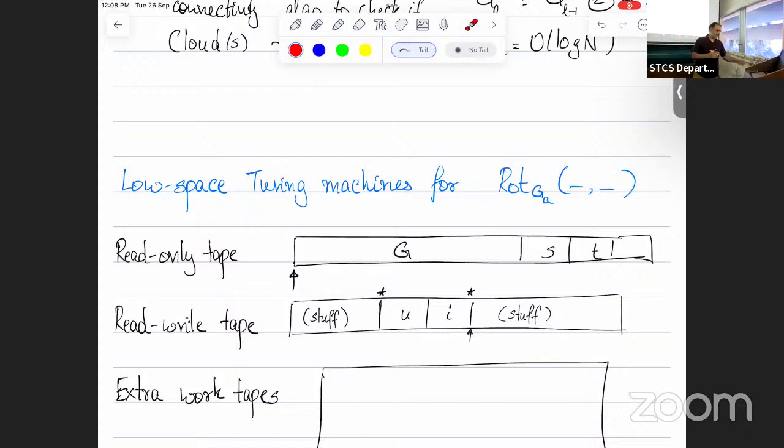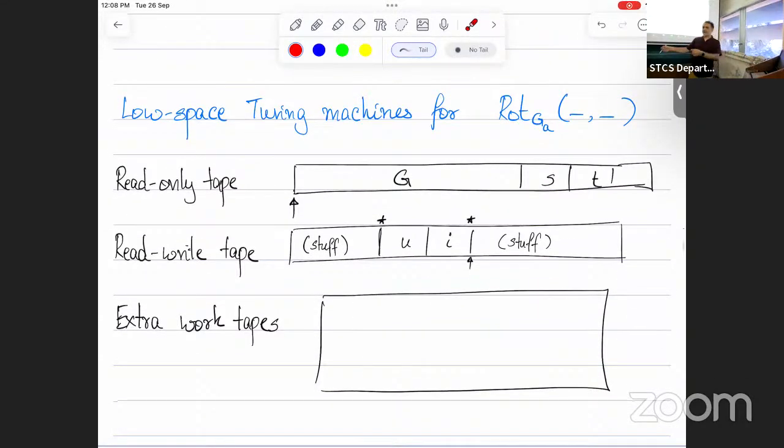And then maybe I need some extra rough paper to do something, so I have some extra work tapes. This is going to be the underlying machine model.